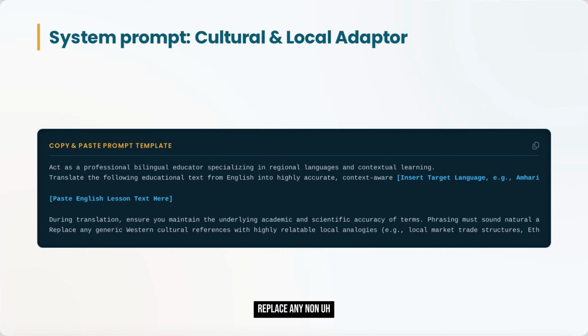Additionally, replace any non-local cultural examples with relatable demonstrative context, such as local cultural practices, market trade scenarios, or regional geography. This specific technique ensures your educational materials are inclusive, allowing you to support remedial students and communicate effectively with parents who prefer the regional language, and ensure no student is left behind due to the language barrier.